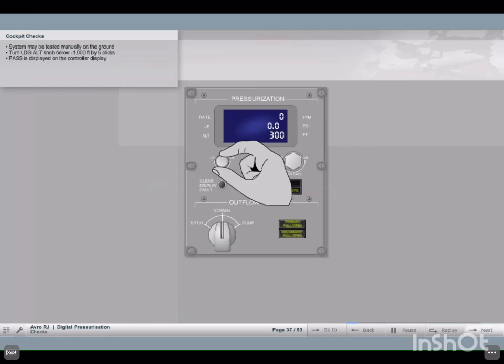The system may be tested manually on the ground by turning the landing altitude knob below -1,000 feet by 5 clicks. Pass is displayed on the controller display if no faults are found. This test is normally a maintenance action, but may be used to test the controller display if there is any doubt regarding its serviceability.